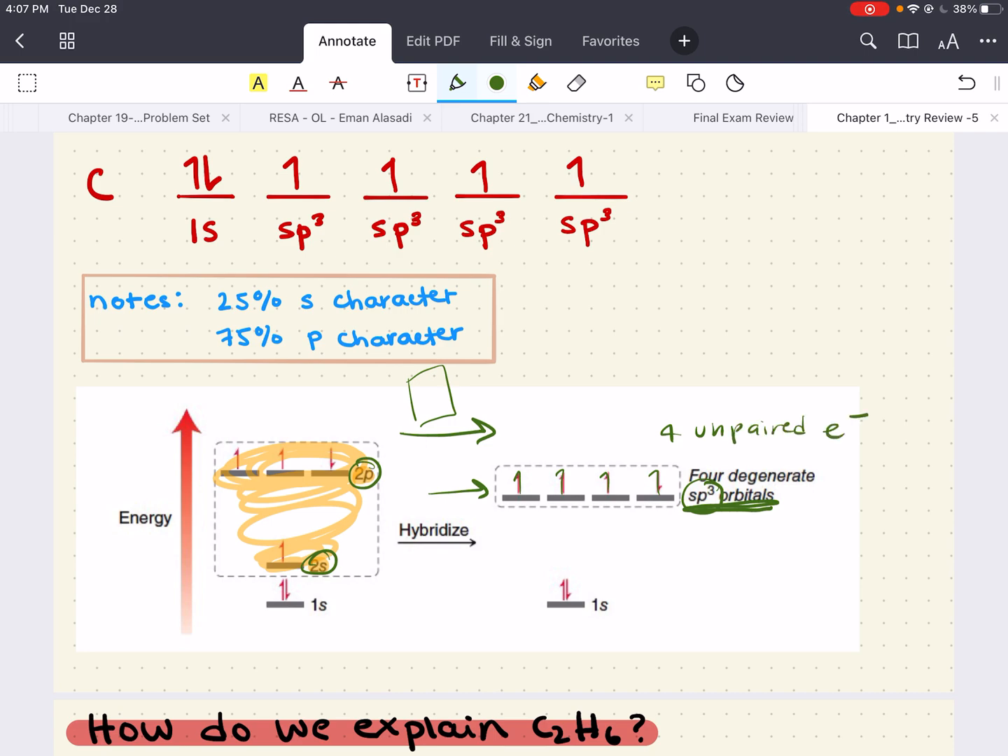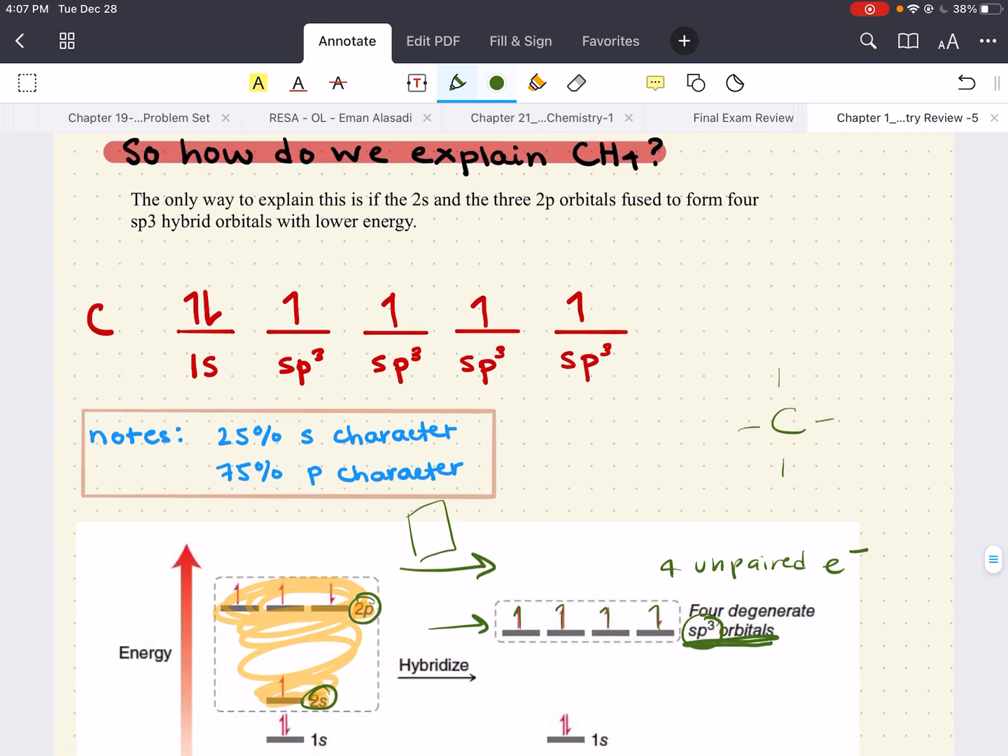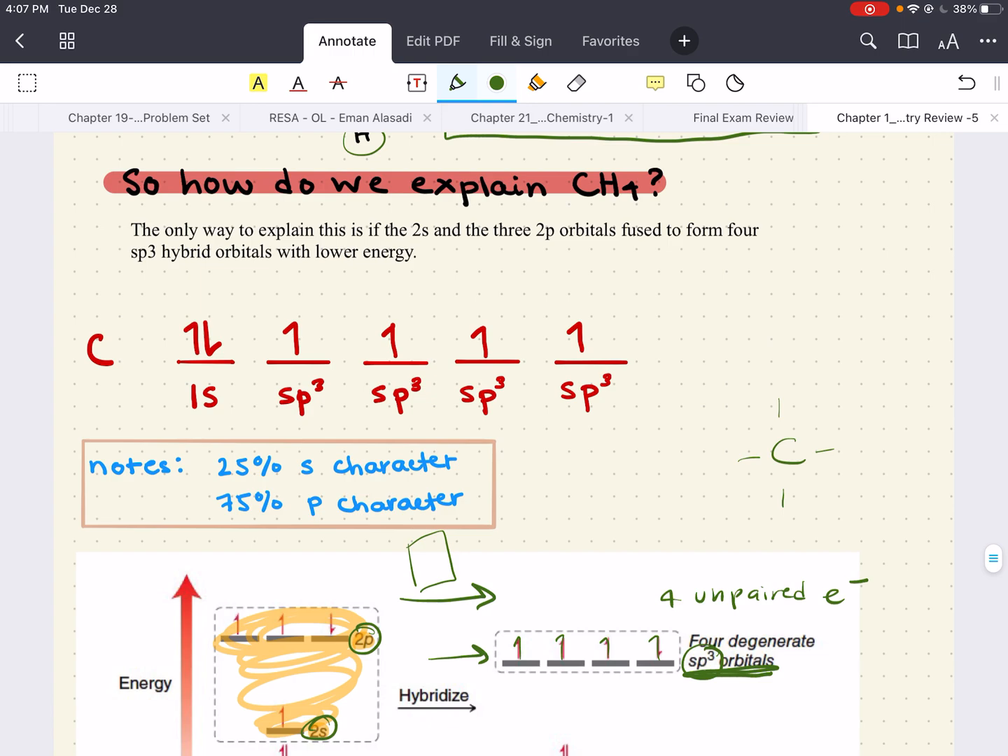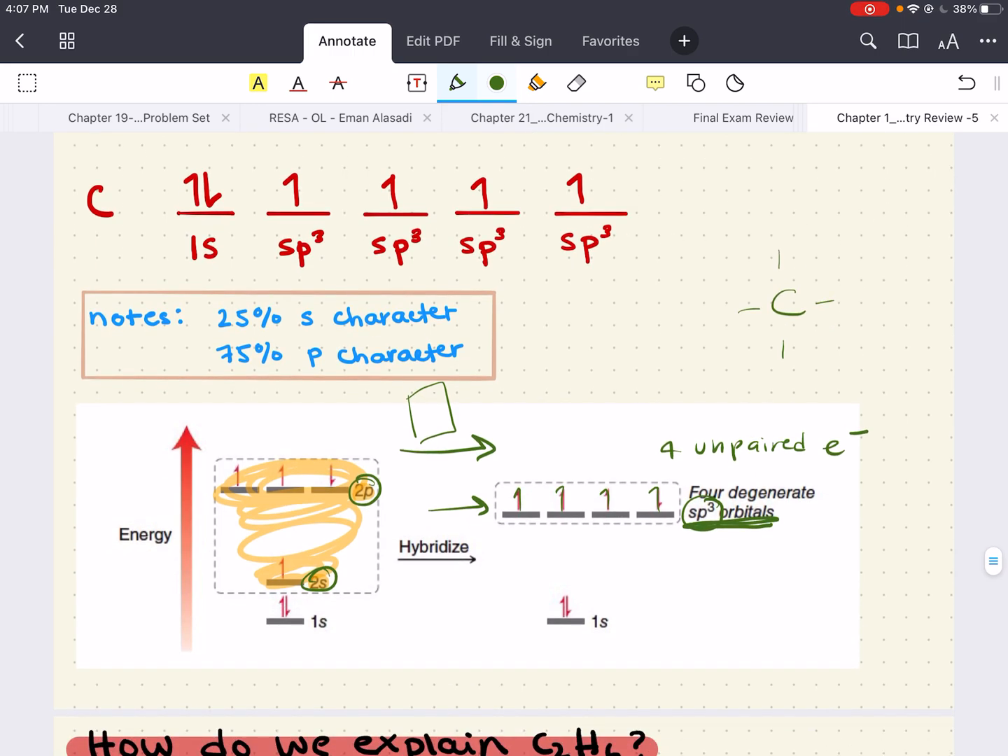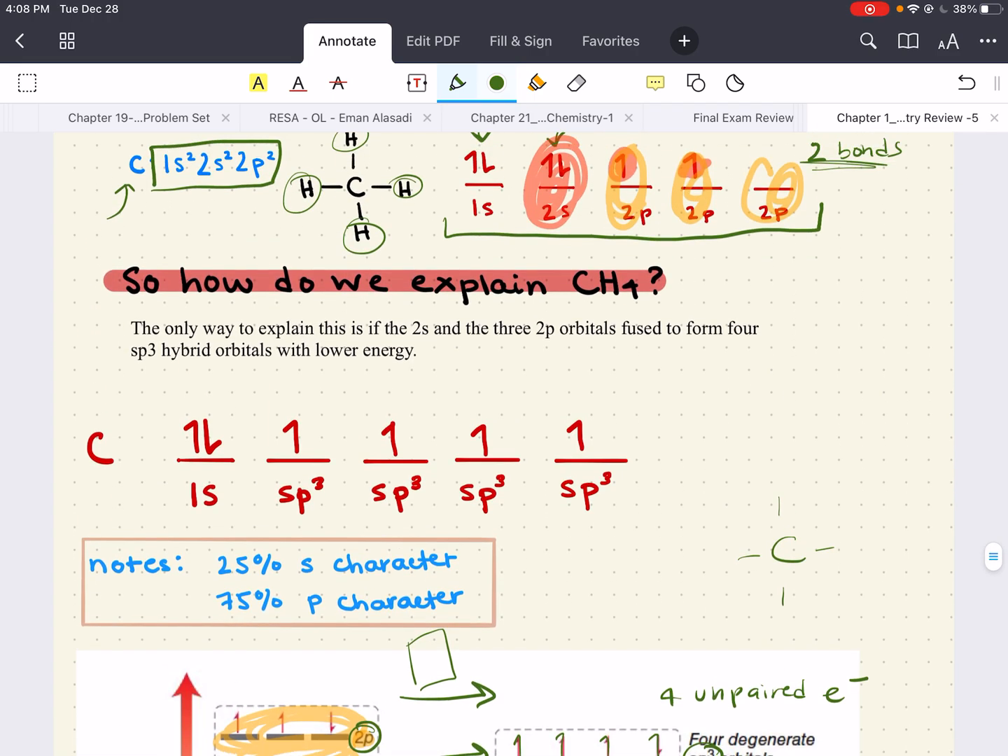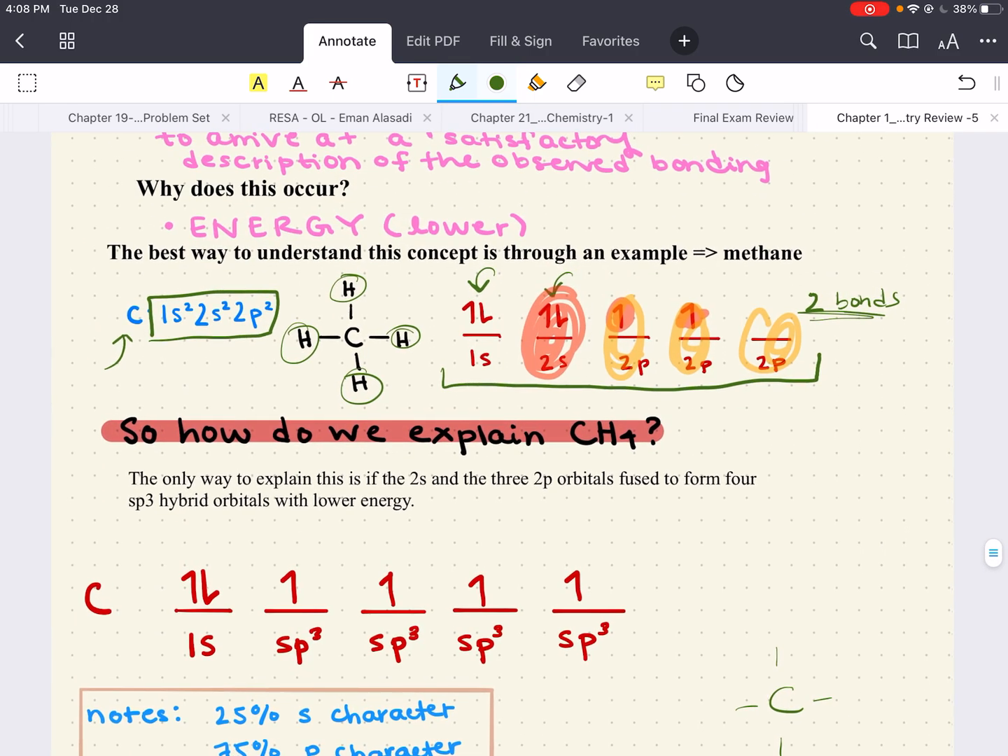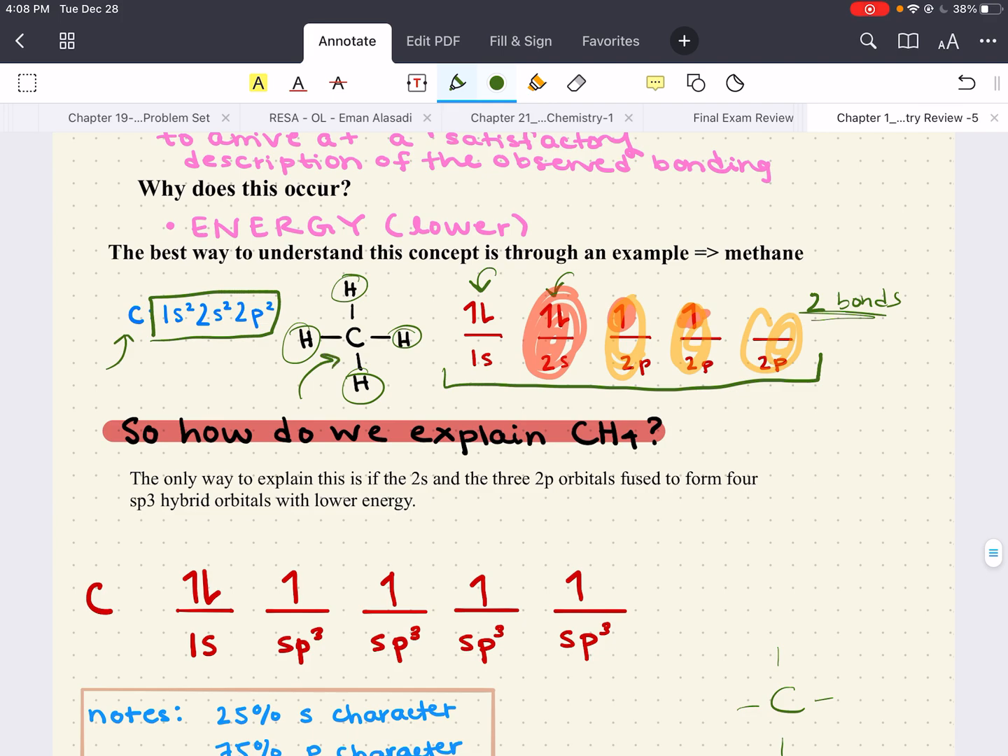Now there's 4 unpaired electrons that are ready to bind, ready to form bonds, and pair those unpaired electrons up. So that makes sense, right? Because now carbon can form those 4 bonds to hydrogen, and we can explain why methane is the way that it is, all right? So sp3 orbitals is the hybridization for carbon here in methane.